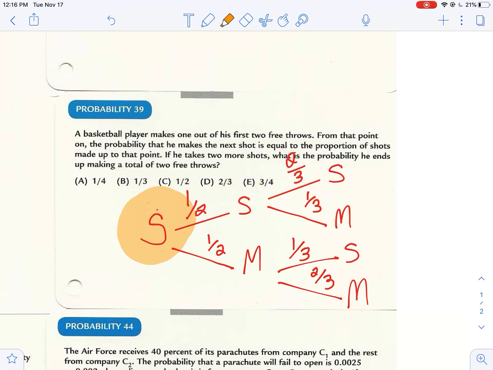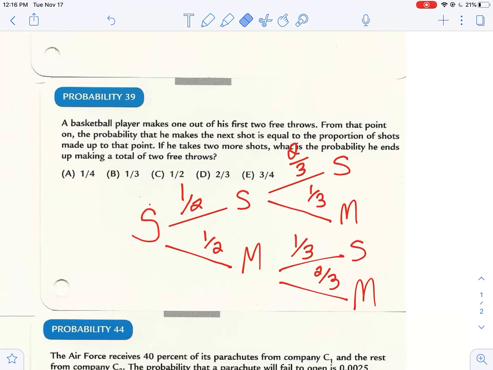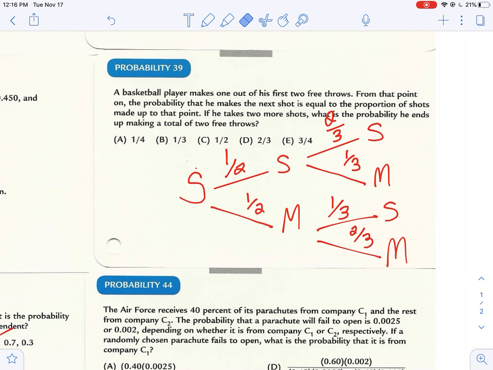This isn't an easy problem, so bear with me. Now we get to here. Again, we made 1 out of 2 shots, so the probability of missing is 1 out of 2. Now, what that means, if we've made 1 out of 2, and then we missed this one, we've only made 1 out of 3 shots, which is the probability of us getting the next one in. And likewise, the complement is 2 out of 3.